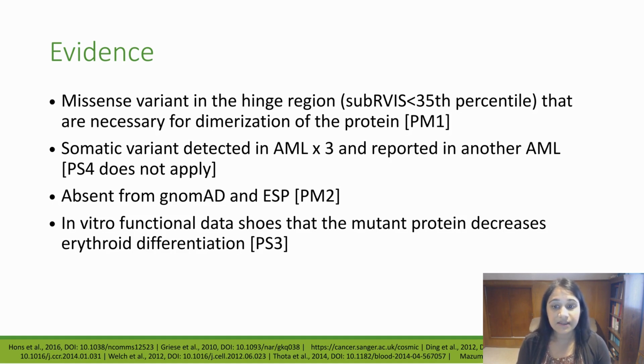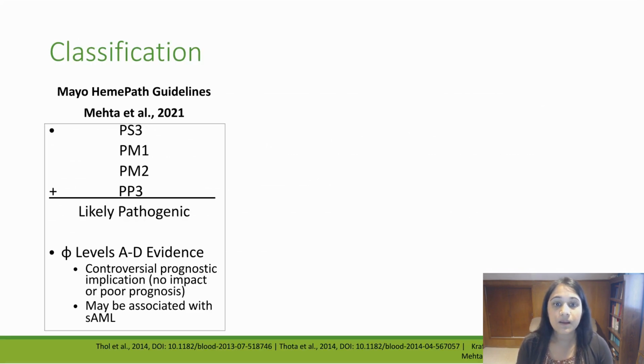Finally, there was a study that showed that the mutant protein decreases erythroid differentiation, which means that PS3 can be applied, although in reporting it should be mentioned that there is only a single functional study. When the criteria are combined, the classification is likely pathogenic. The potential clinical significance of this variant is less certain, though, as there are controversial studies about prognostic implication for variants in this gene, and only one paper that suggests an association with SMC3 variants and secondary AML.